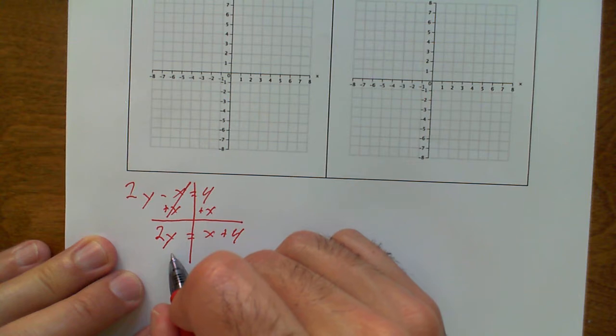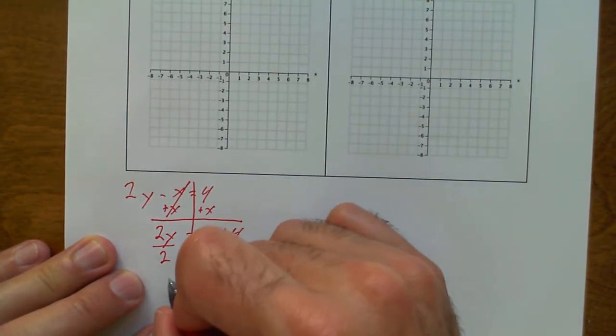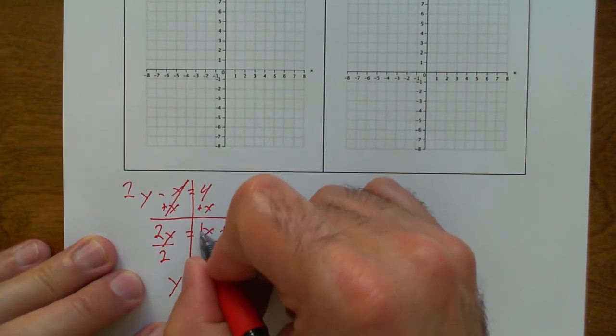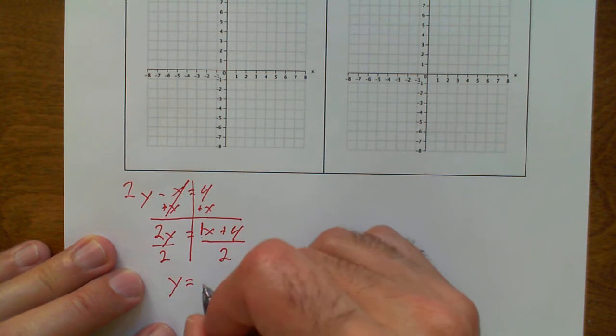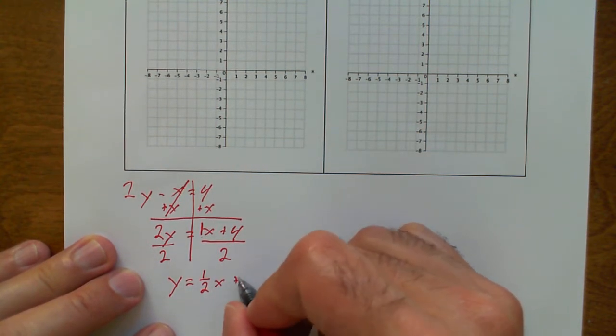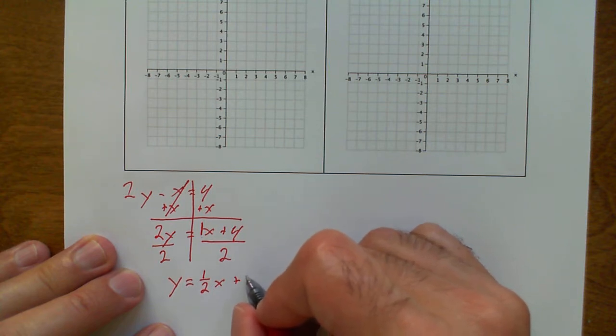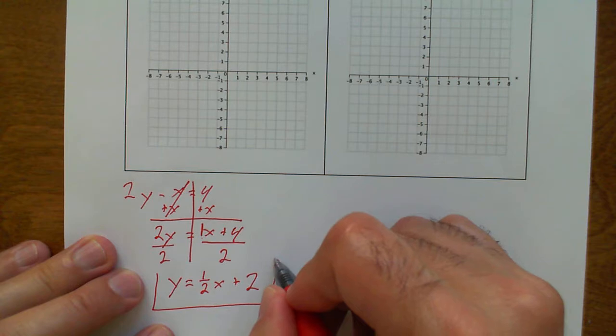Now let's get rid of the 2 by dividing by 2. We divide everything by 2. Now there's a 1 in front of that x. I'm going to show you what that means in just a second. 1 divided by 2 is 1/2 x, plus 4 divided by 2 is 2. There we go, slope-intercept form.